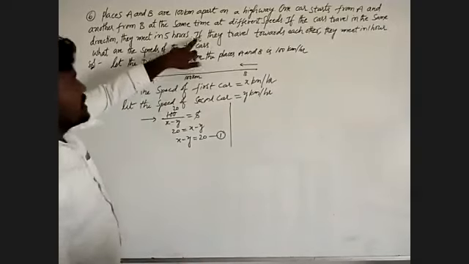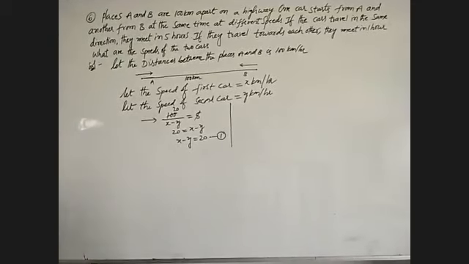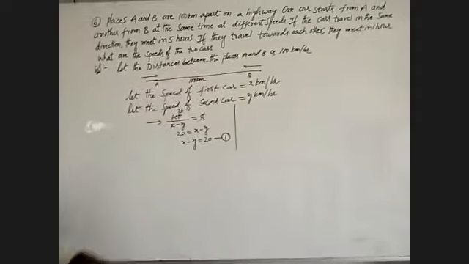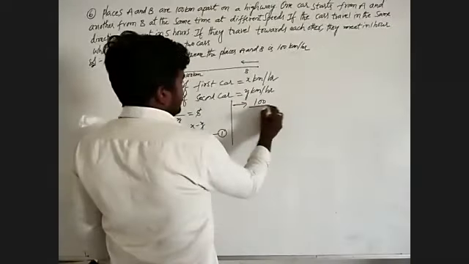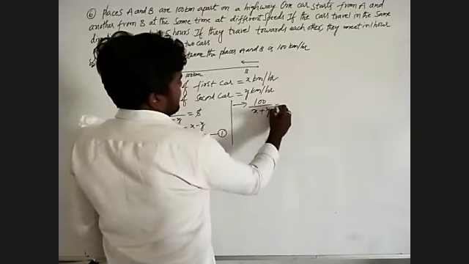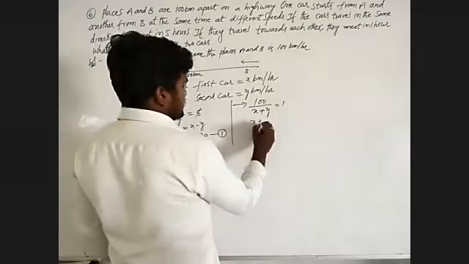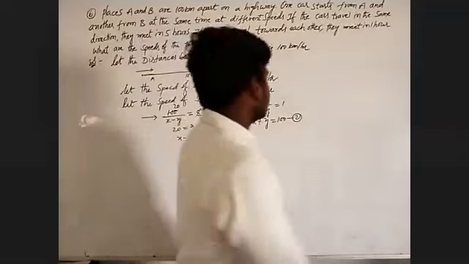Observe this one. If they travel towards each other, in the opposite direction, they will meet in 1 hour. So 100 by x plus y will become 1 hour. After that, x plus y is equal to 100. This is my equation number 2.